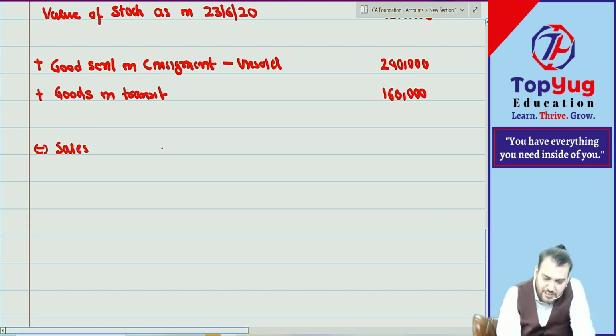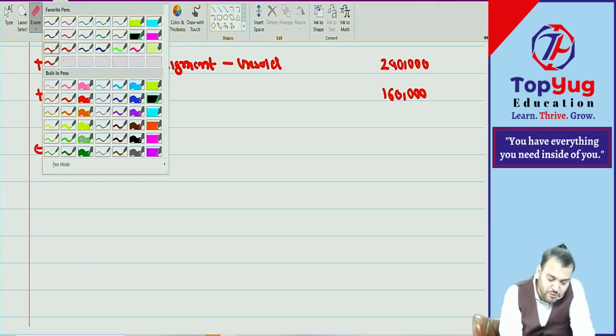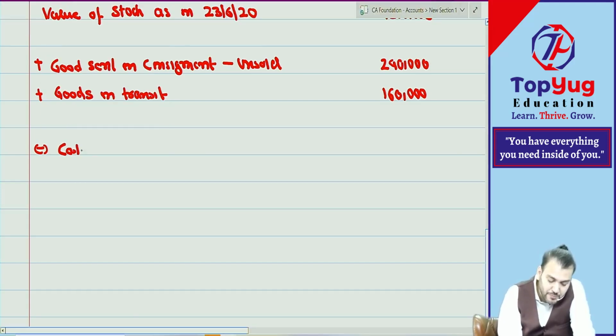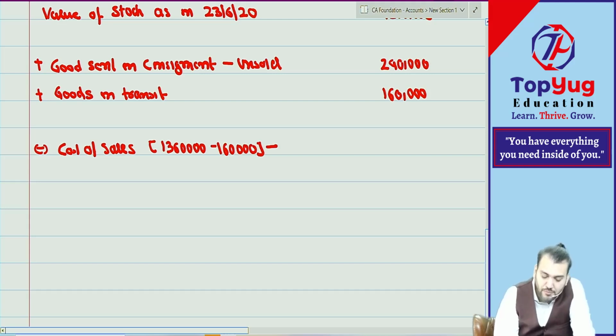Sales during that period. But we need to find out the cost of sales. You remember cost of sales? Because we are doing valuation, so we should find out minus cost of sales. Cost of sales will be how much? 13 lakh 60,000, correct? Minus 1 lakh 60,000, correct? From this we'll deduct profit. 13 lakh 60 minus 1 lakh 60, how much? 12 lakh. From this we'll deduct GP.